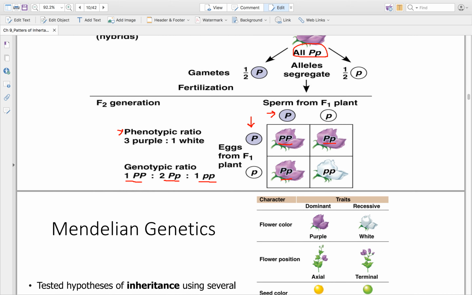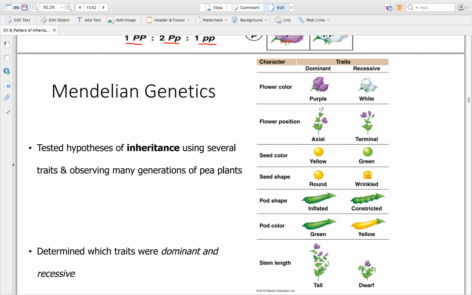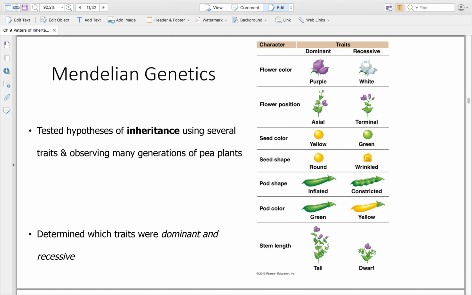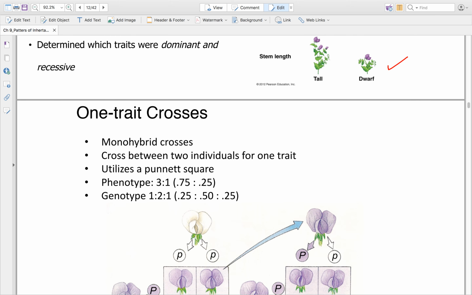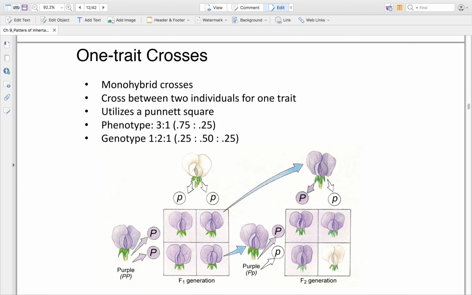Okay, very good. Now Mendel repeated this over and over again with everything: flower color, the way the terminals of the flowers were positioned, the seed color, yellow versus green, round versus wrinkled, and he went on and on. Every trait that he could test, he did. And he was able to write a few laws for us. Now, the laws we will get to.